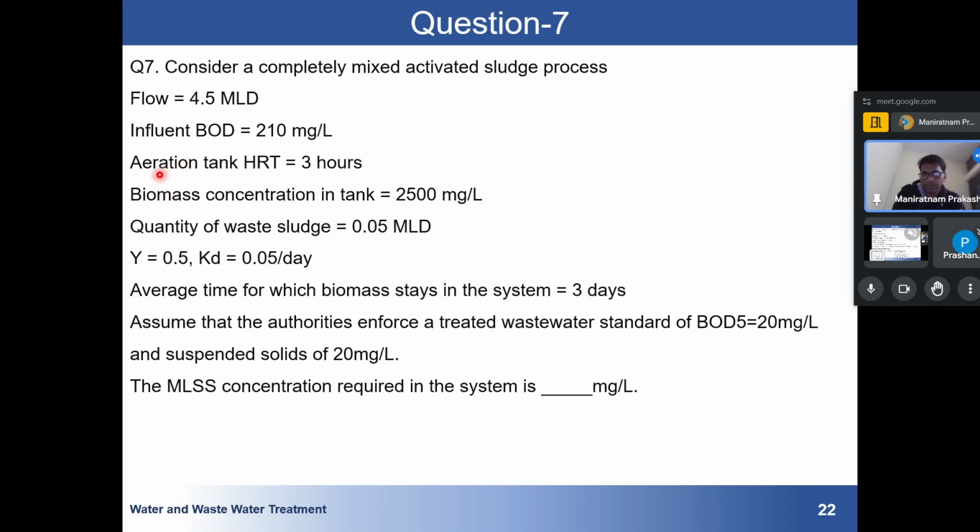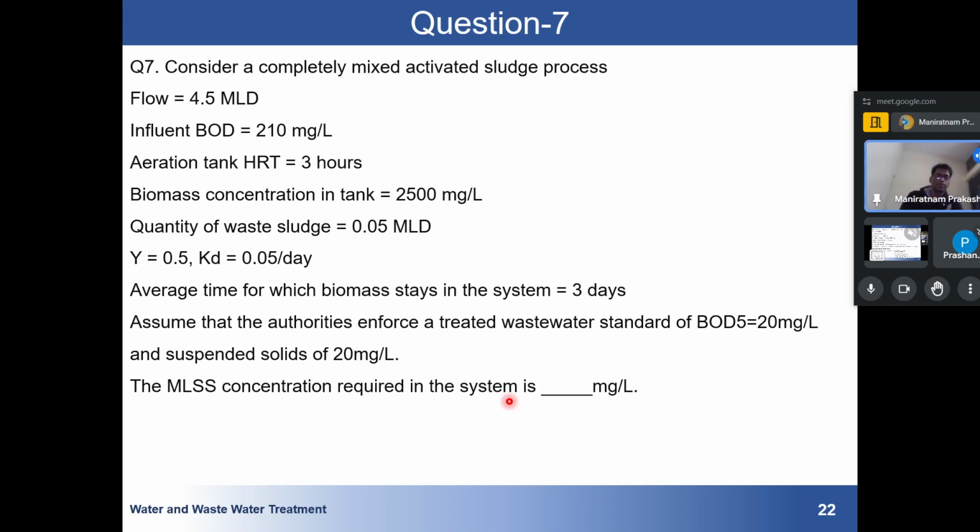Remember, the aeration tank HRT is 3 hours, and the average time for which biomass stays in the system is 3 days. These two are different things. Here we are talking about how much time the biomass will stay in the system, and HRT means how much time water will stay in that tank. Assume that the authority has enforced a treated wastewater standard of BOD5 of 20 milligram per liter and suspended solids of 20 milligram per liter. The MLSS concentration required in the system is, so remember this thing.